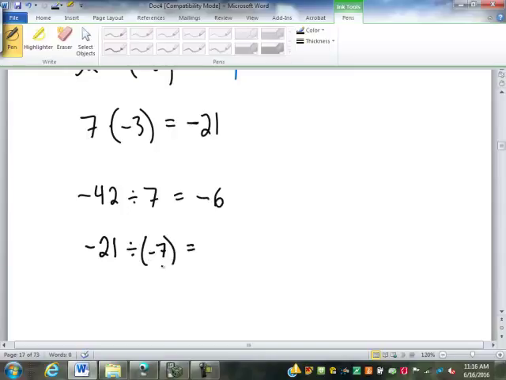-21 divided by -7. Positive or negative? Positive. Very good. 21 divided by 7 is 3. So +3.